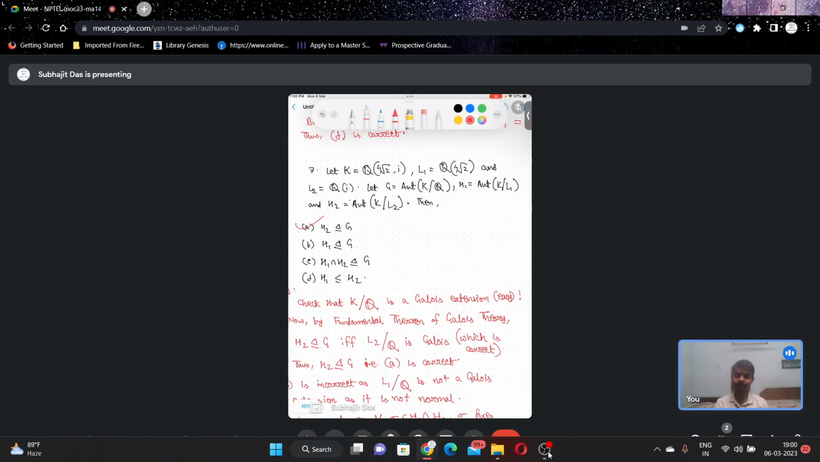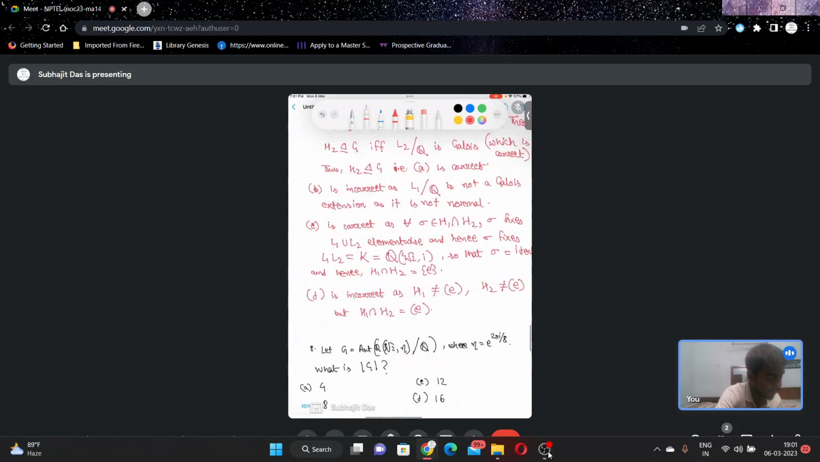Now assume that H1 is indeed trivial, that is, the automorphism group of K over L1 is trivial. That means that if you send this group to the corresponding fixed field, which is K to the automorphism group of K over L1, which is just L1, right? So L1 has to be equal to K, because since we have assumed that the automorphism group is trivial, automatically the corresponding subfield has to be the largest subfield of the extension, right? So L1 has to be equal to K, which is a contradiction.